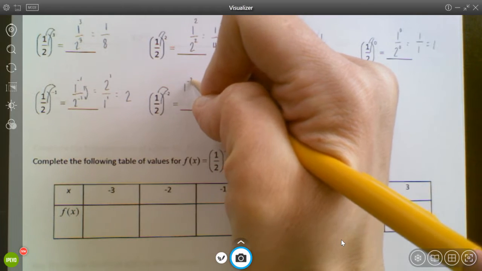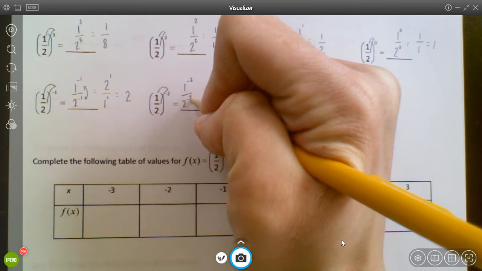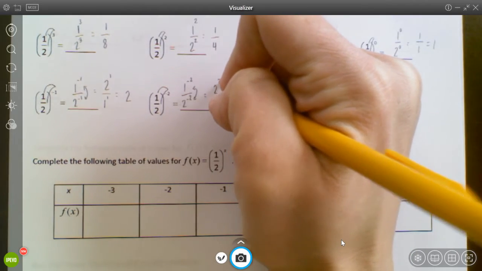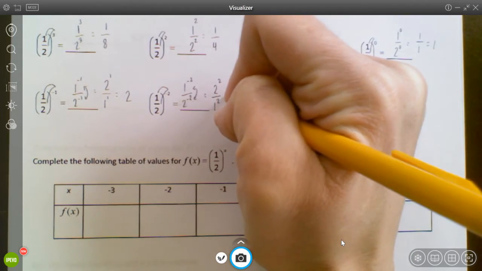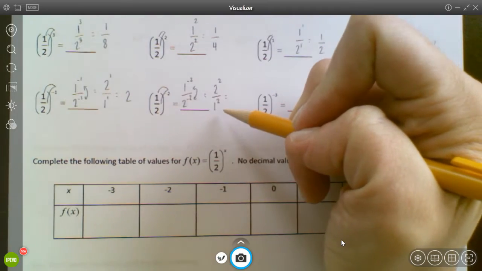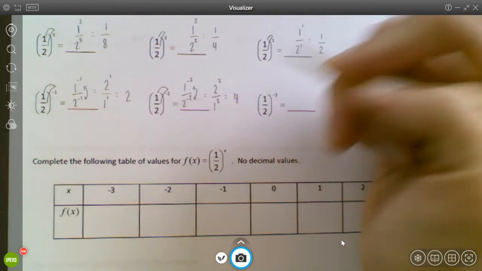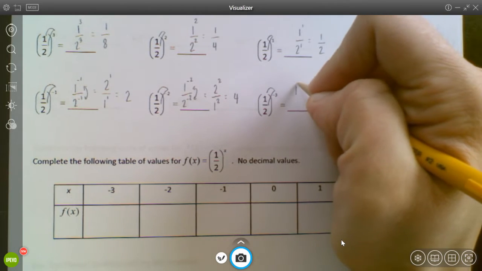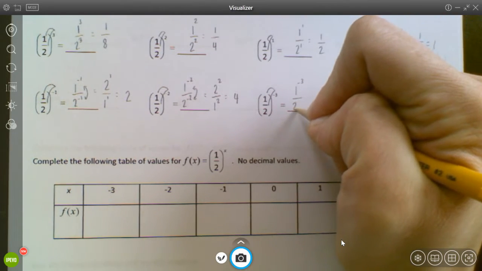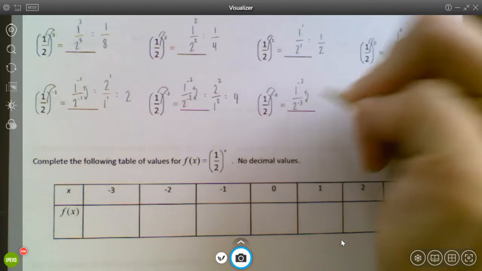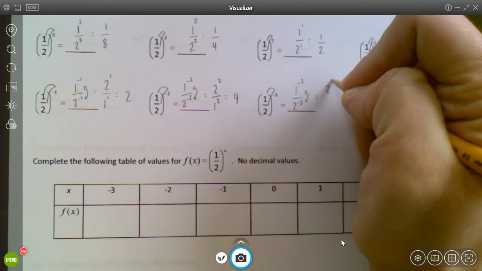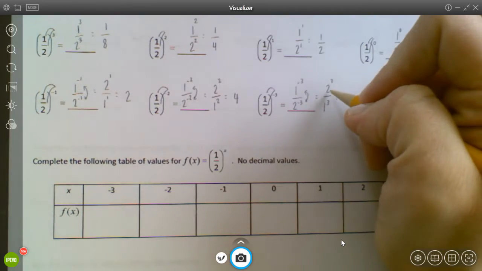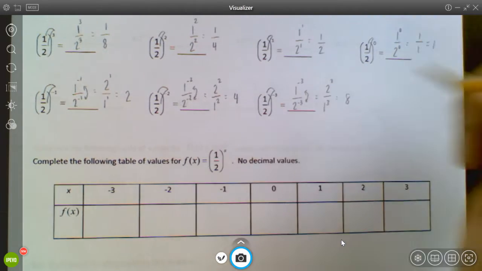Go ahead and do the same thing with the next one. So 1 to the -2 power over 2 to the -2 power. I'm going to go ahead and flip-flop those. That's going to become 2 to the +2 up top, 1 to the +2 down below. 2 squared over 1 leaves us with a 4. And I'll go ahead and do the last one as well. So 1 to the -3rd power over 2 to the -3rd power. Go ahead, flip-flop those. So 2 to the +3rd over 1 to the +3rd leaves us with 8 over 1, which is just 8.